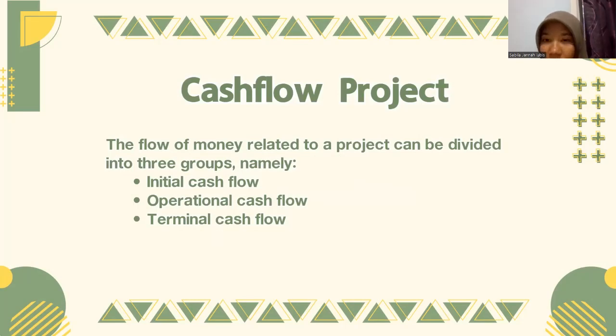Next is cash flow in a project. The flow of money related to a project can be divided into three groups. Namely, the first is the initial cash flow, the second is the operational cash flow, and the last is the terminal cash flow.